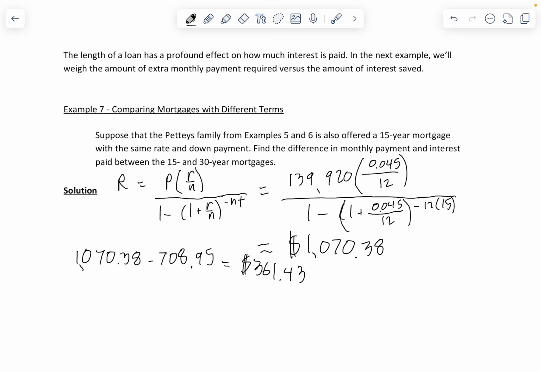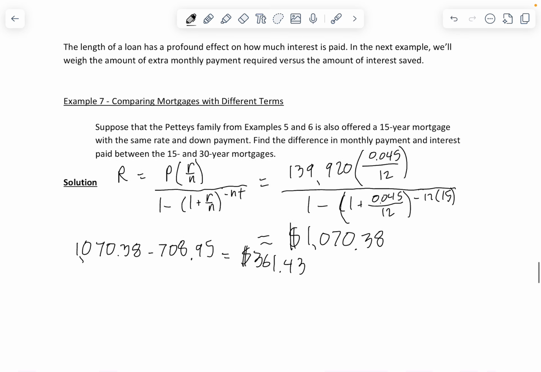Okay, so with the 15-year loan, the number of payments would be half the number of the 30-year loan. For the 30-year loan, it was 360 payments. For the 15-year loan, that would be 180 payments. So we've got $1,070.38, and there are 180 payments total. So that works out to be $192,668.40. Okay.